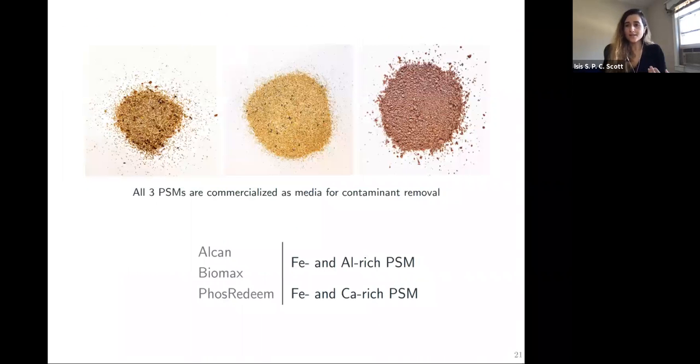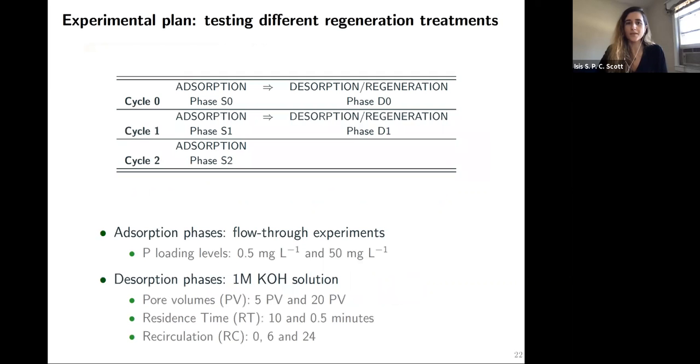So in order to test these hypotheses and these regeneration methodologies, we used 3 different PSMs: Alcan, Biomax, and phosphorus. Alcan and Biomax are both iron and aluminum-rich PSMs. They are commercialized as media for contaminant removal, and they are manufactured PSMs. And we also have phosphorus. This is an iron and calcium-rich PSM, and it is a natural material, also commercialized for contaminant removal.